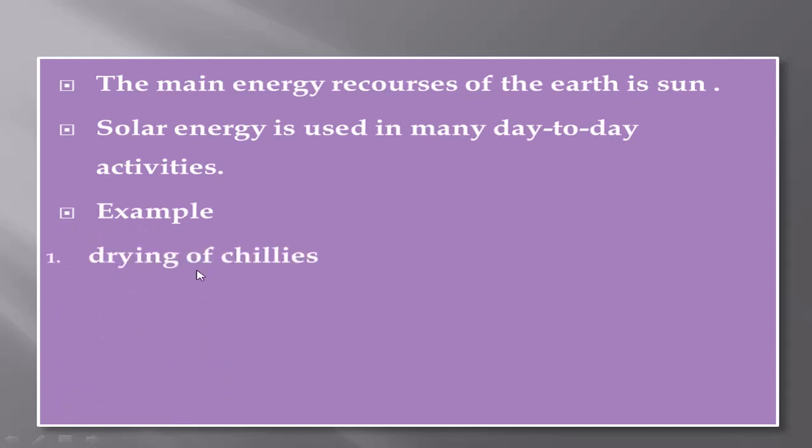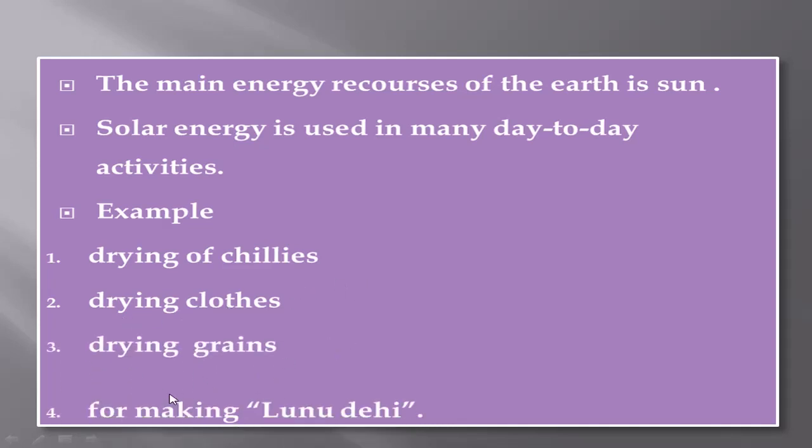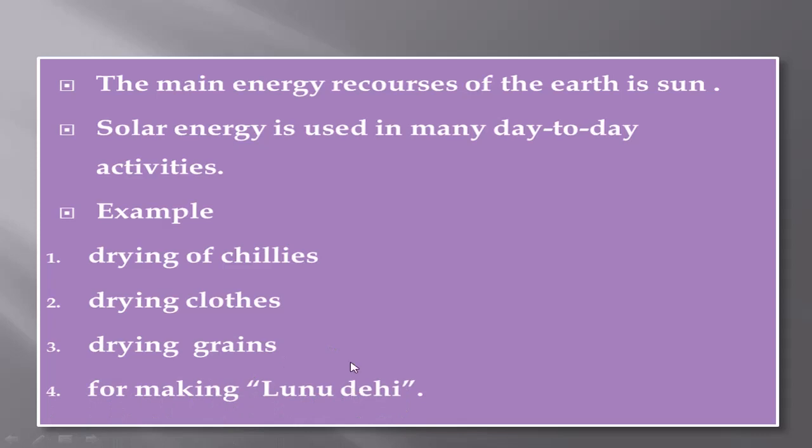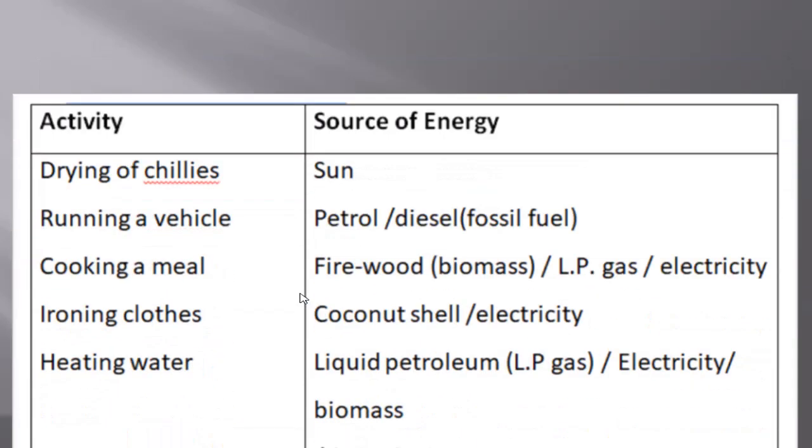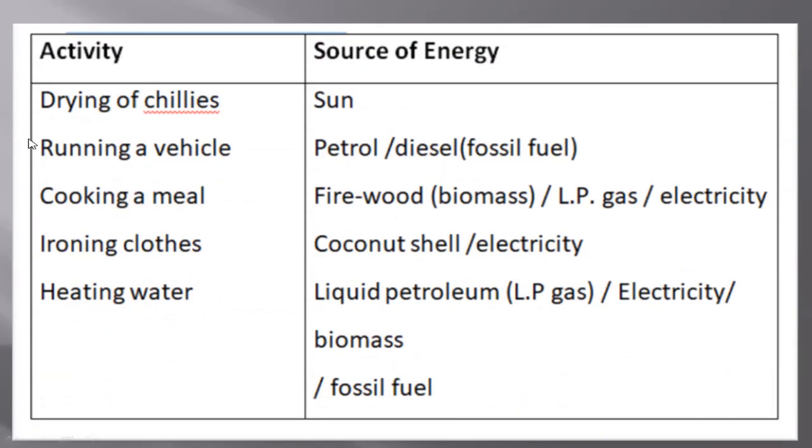The first one is drying of chilies. Right, solar energy is used for drying chilies and also drying clothes. It means solar energy is used for drying cloth, drying grains, and for making lunudehi. Those are the different day-to-day activities in which solar energy is used. Right, okay, then we will go to different activities and the energy sources used for them.